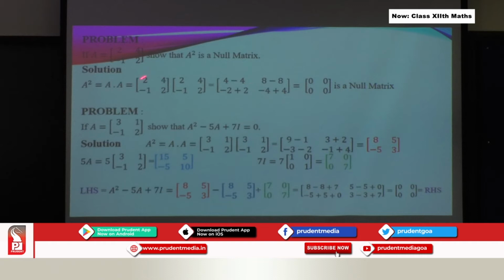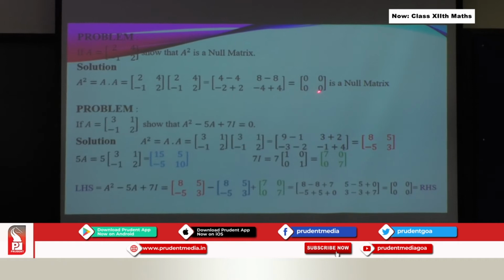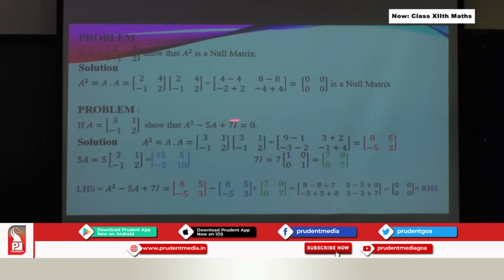Now over here, I will be finding A square. So A into A, I have a square matrix over here. When you multiply two square matrices, what do you get? The final output is again a square matrix. So you don't have to check whether the given two matrices are conformable or not. Here, when you multiply, first row, first column will give you this entry.